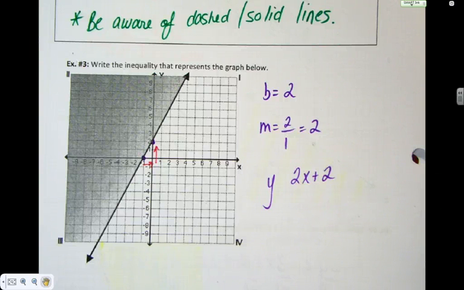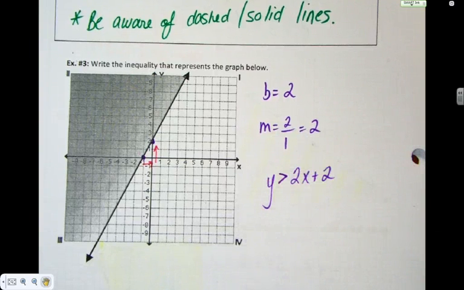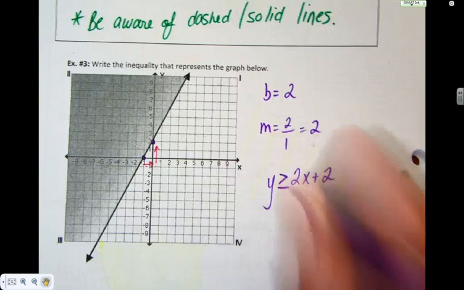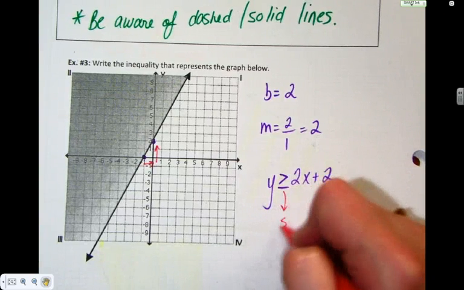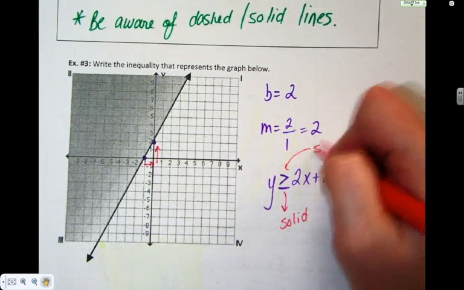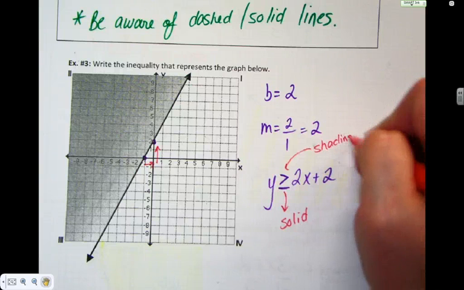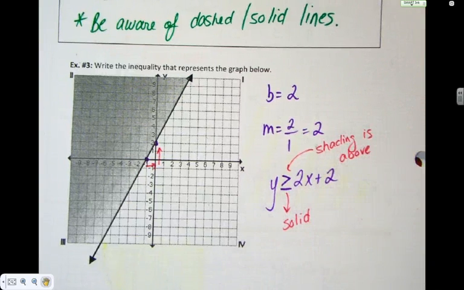So if the shading is above, it's greater than. It's a solid line, so it is or equal to. So let's just make a note where those came from. That's because it's a solid line. And this is because the shading is above. Correct.